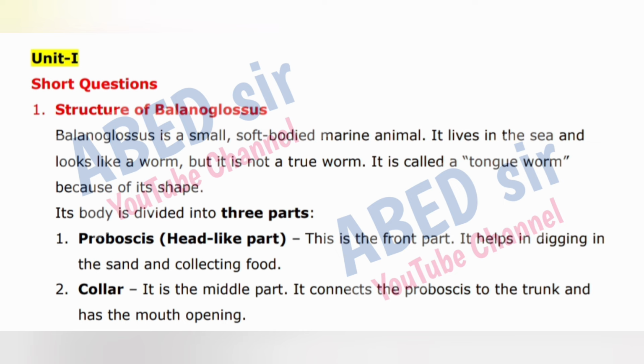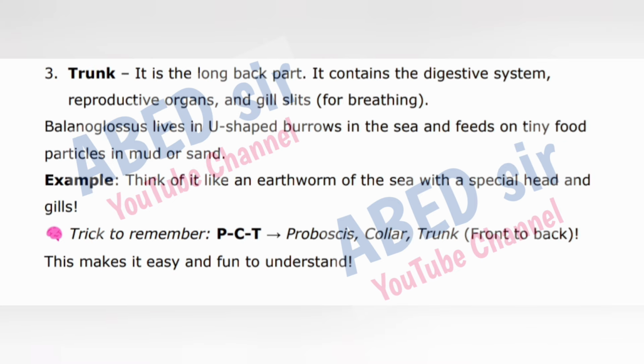1. Proboscis, head-like part. This is the front part. It helps in digging in the sand and collecting food. 2. Collar, it is the middle part. It connects the proboscis to the trunk and has the mouth opening. 3. Trunk, it is the long back part. It contains the digestive system, reproductive organs, and gill slits for breathing.